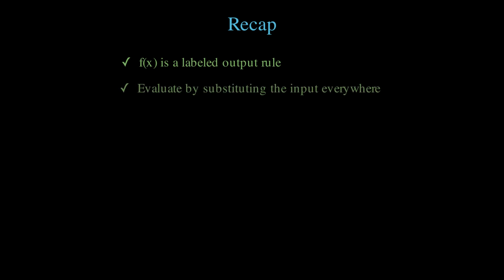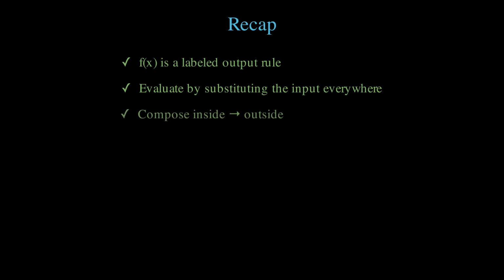Recap. First, f of x names the output of a rule with input x, the same core idea as y. Second, substitute carefully when the input is an expression and use parentheses so distribution is unambiguous. Third, for nested functions, compute the inner value first unless you are deliberately simplifying algebraically. Fourth, solving f of x equals 0 is finding x-intercepts. The notation is new, the algebra is familiar.